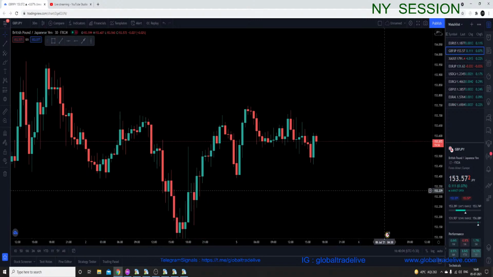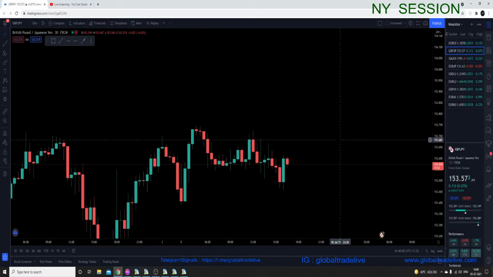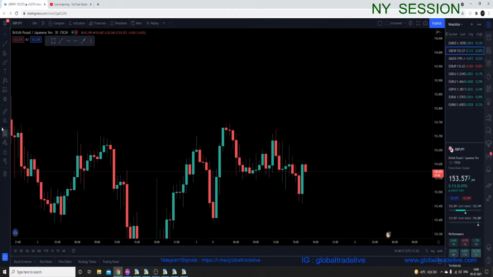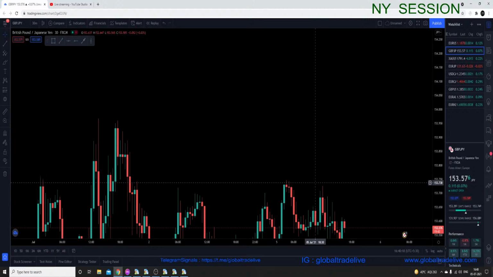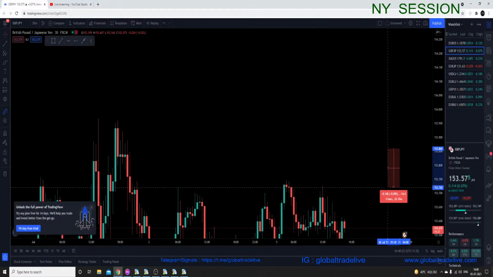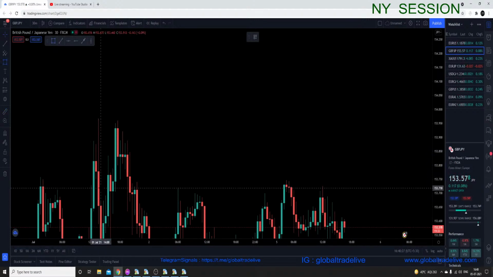So let's find some clean area in GBP to take a trade. Let's see, where can we take the trade? Okay, so there is no range here. I think this will be the clean area here. Yeah, in this range we may take a trade here.